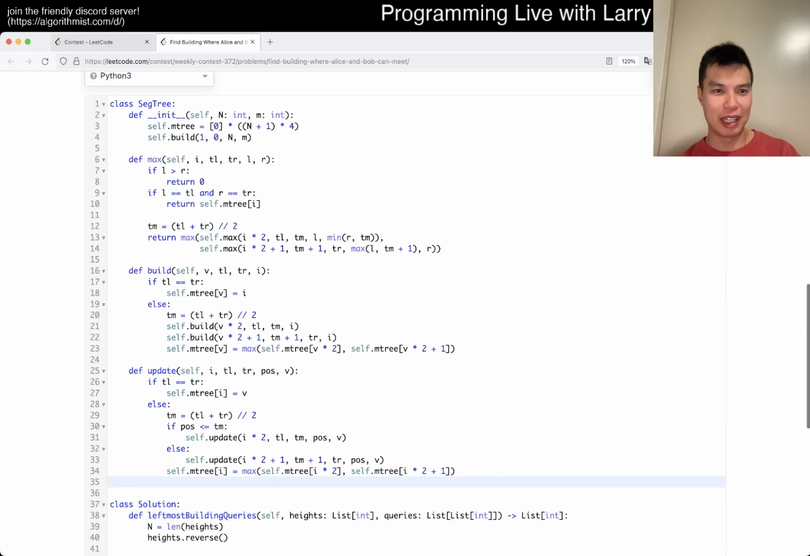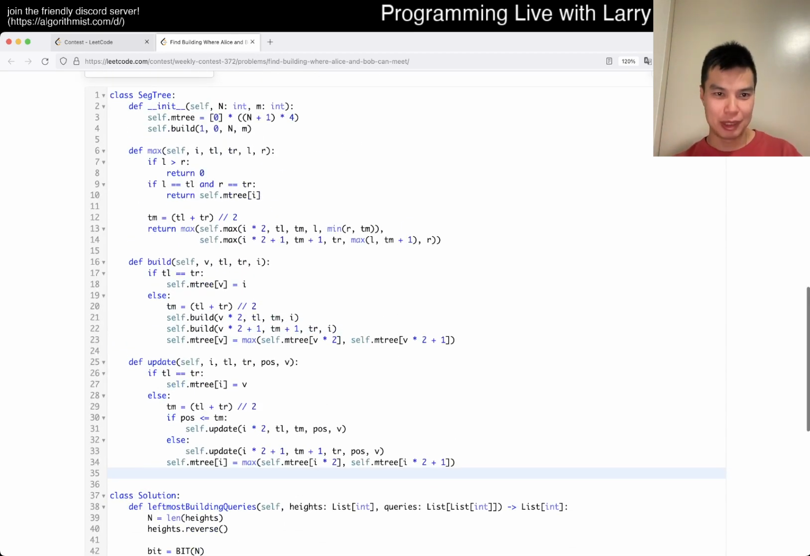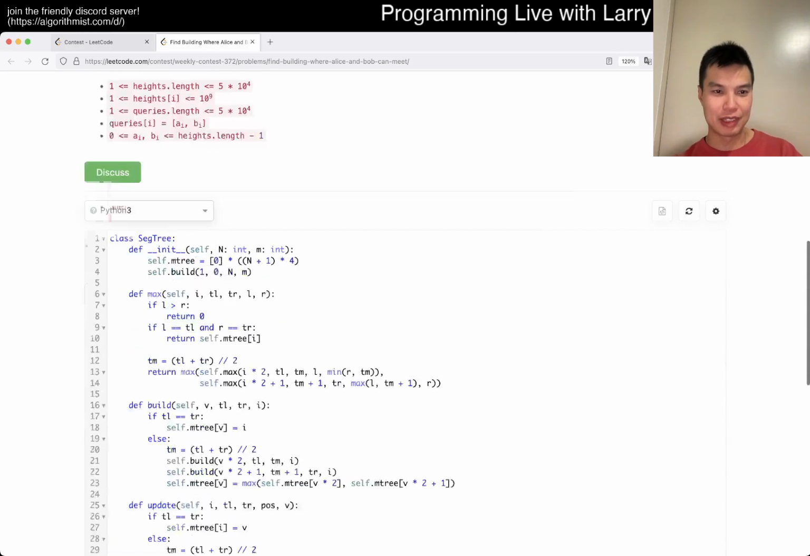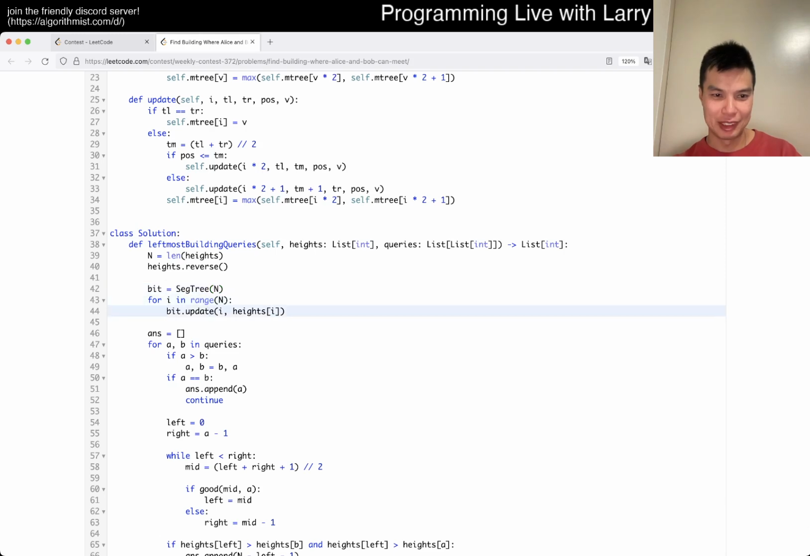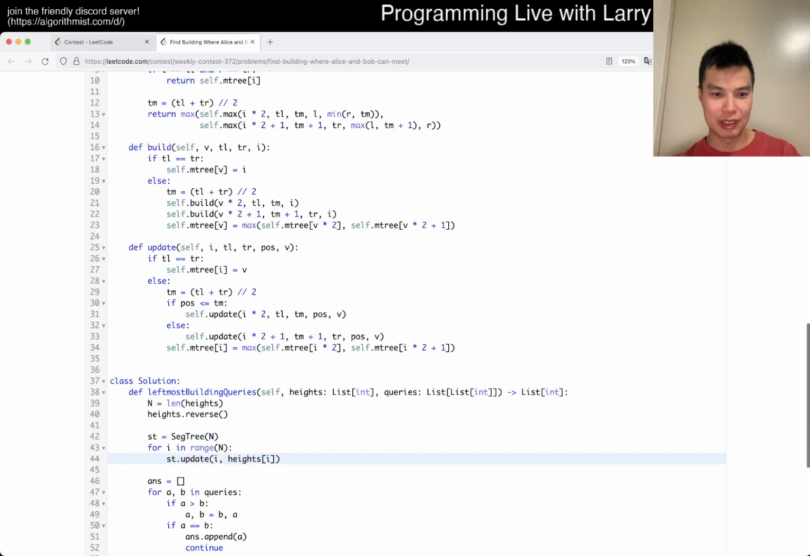Oh, I already have a max seg tree. That's actually very convenient. My default seg tree combo is max. Probably not a good idea, to be honest, but okay, fine, because I don't think that's less common. But update, how do I always forget how to do this?